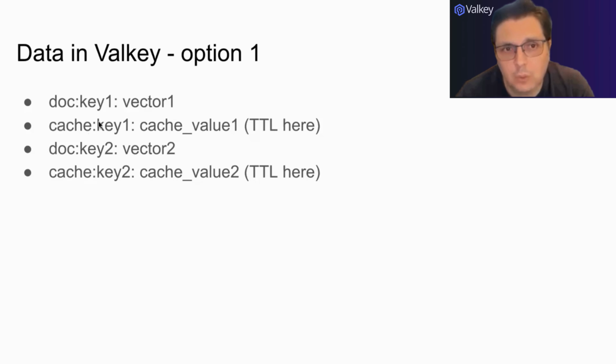And then in cache keys, we just store them as simple key value pair strings, and we specify TTL. So this way, we can retain the vectors and expire a cache after a period of time. And then we'll have different keys for key 2. So we'll have doc key 2 and cache key 2.